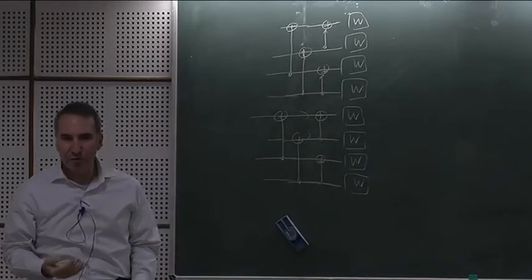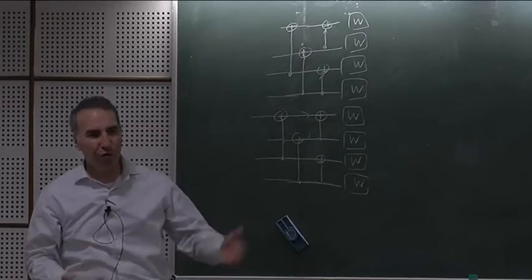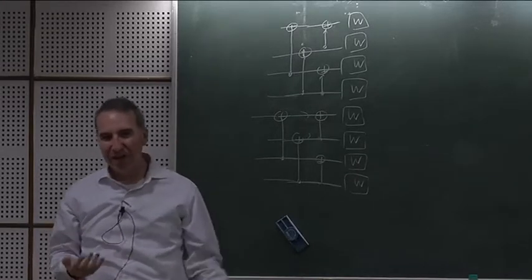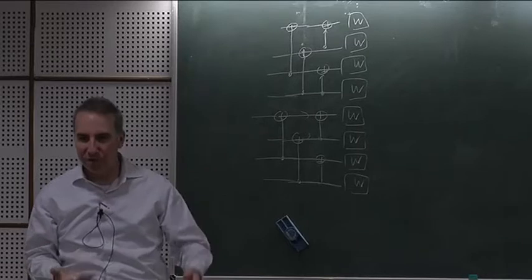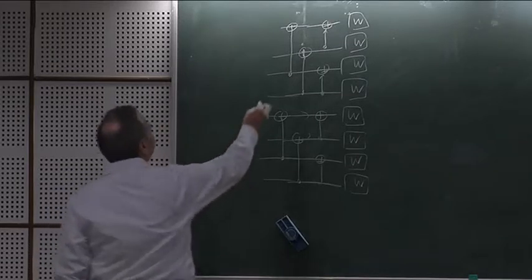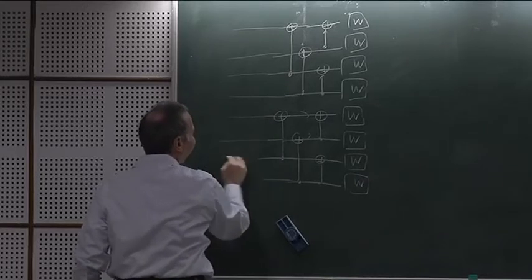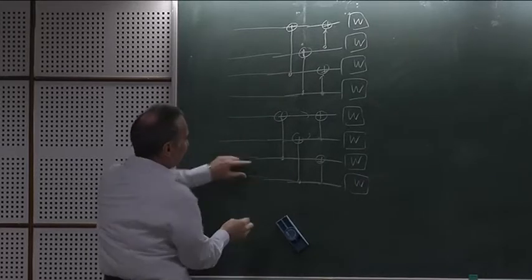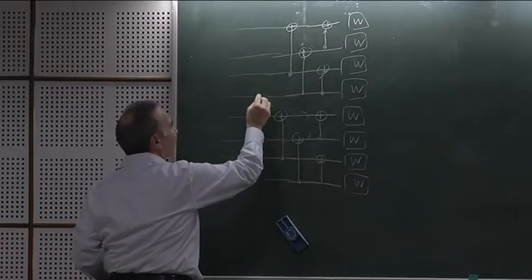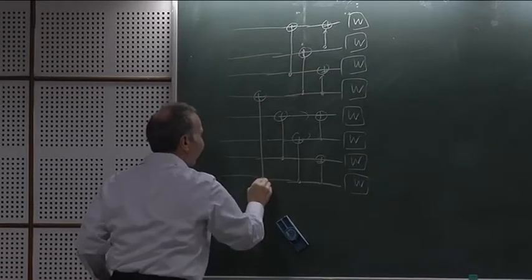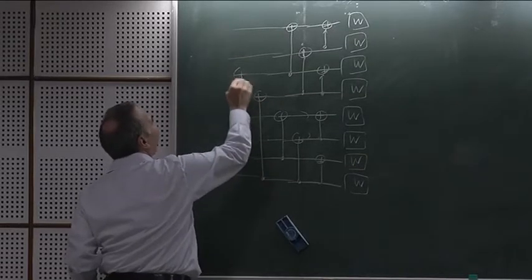I now have here 2 copies each of W minus minus, W minus plus, plus minus, and plus plus. And then now I combine these 2 things together. So here are 2 copies of the W plus plus.